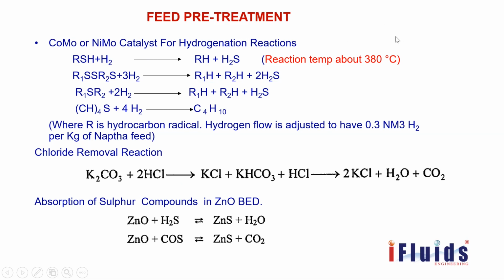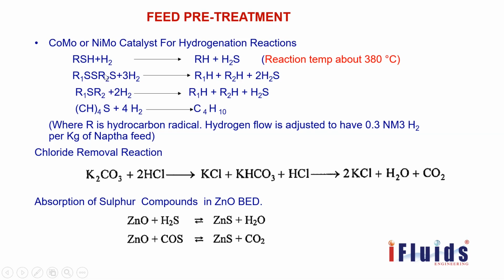In the feed pretreatment section, hydrogenation is the first reactor, in which the reaction is RSH plus hydrogen gives RH and H2S. R is the hydrocarbon radical, it can be CH4 or C2H6, anything. SH is the radical of the sulfur component. If you add hydrogen, the sulfur is removed to form H2S, hydrogen sulfide, and thereby the sulfur compound is removed from the hydrocarbon.